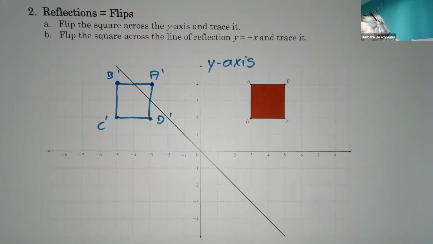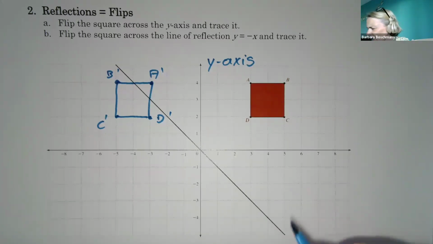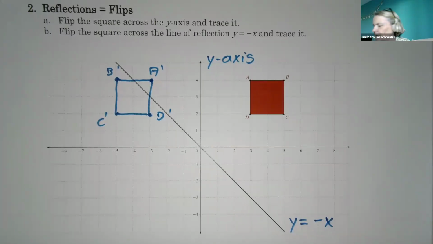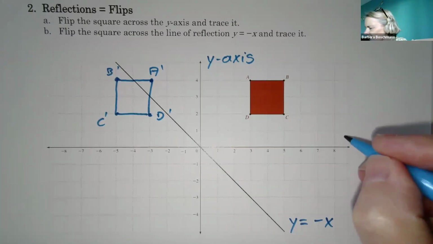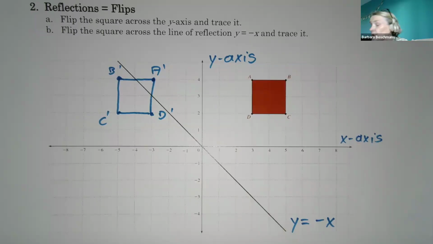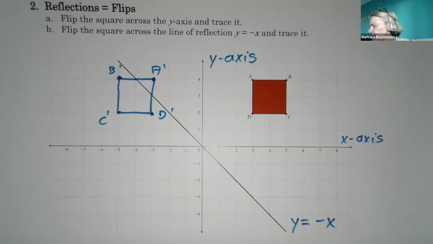We can also flip it across the line y equals -x. The equation of this diagonal is y equals -x. And by the way, this is the x-axis. And if you have a diagonal going bottom left to top right, that's y equals x. Those are the 4 lines of reflection that we'll talk about.